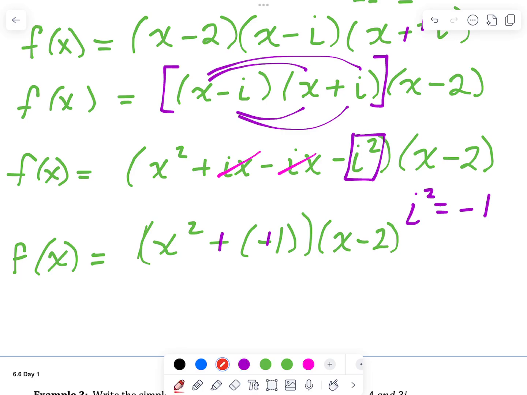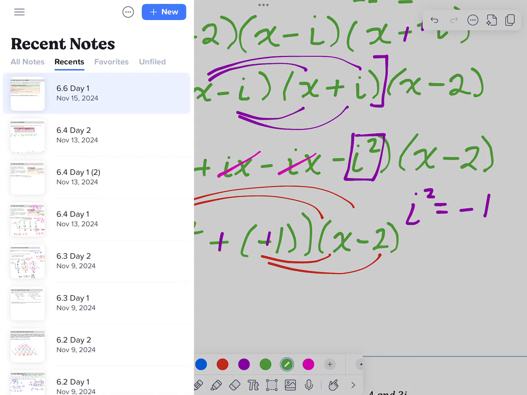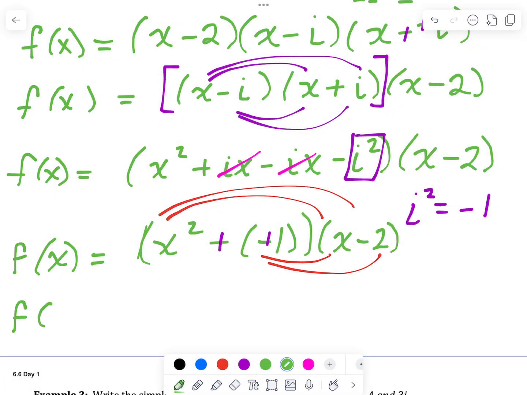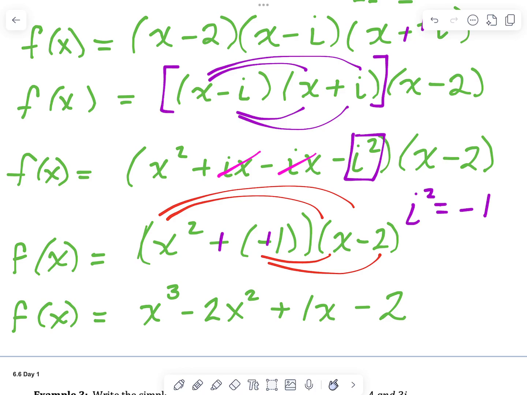Now we multiply again by the distributive property, so we're going to FOIL, so first, outside, inside, last. So we get x cubed minus 2x squared plus 1x minus 2. So we end up with a cubic polynomial with 4 terms.